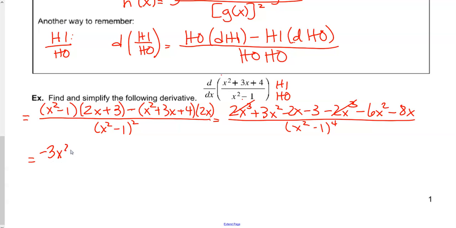And then I have a minus 2x and a minus 8x gives me a minus 10x. Then I have a minus 3 as my only constant, all over the x squared minus 1 quantity squared. Now, this is an okay answer for me, so if we're on a test or something like that, you were definitely able to just circle that and leave that.